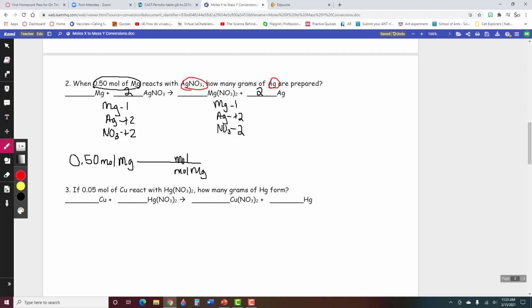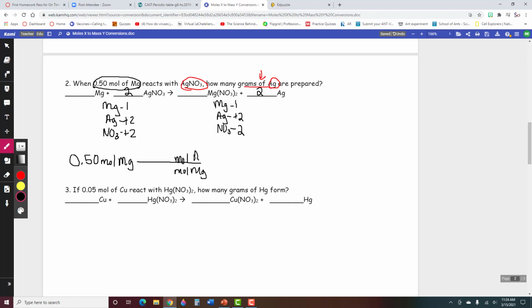So it says moles of Mg reacts with AgNO3. It's just like narrating the equation here. Mg reacted with AgNO3. How many grams of Ag are prepared? So I'm not looking for AgNO3, I'm looking for Ag. And so you need to read carefully to figure that out. This is the one I want because they asked me for grams of this one. This one is just like, hey, there's some information there I don't really need, but you know, that happens.